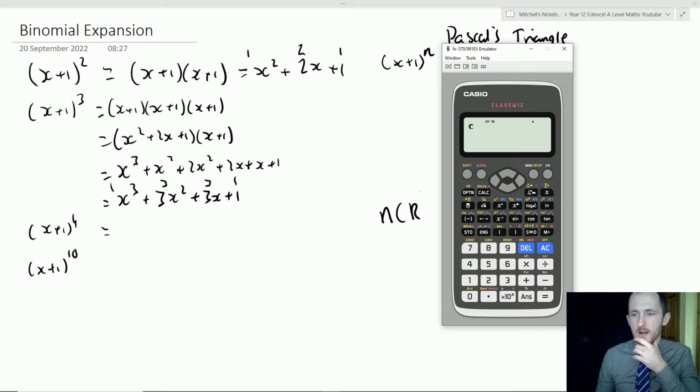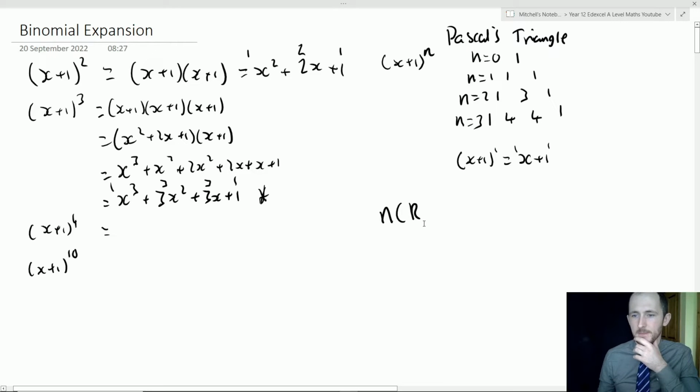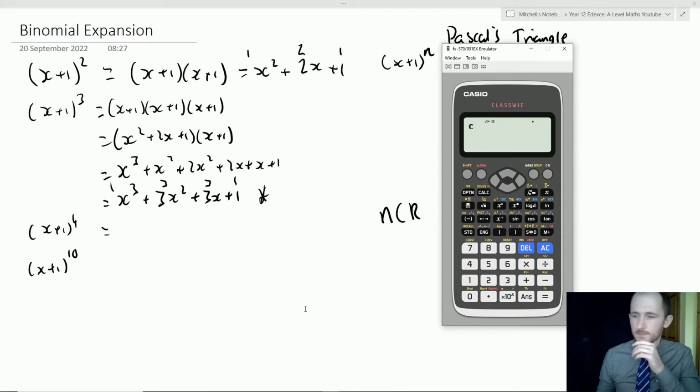So I want you to keep an eye on this line over here. Okay, so the N part of the NCR is the power of the bracket. So in this case, if you look at the cubed, the power is always 3. Okay, and the R is what place you are. So are you looking at the first term, the second term, the third term, the fourth term?